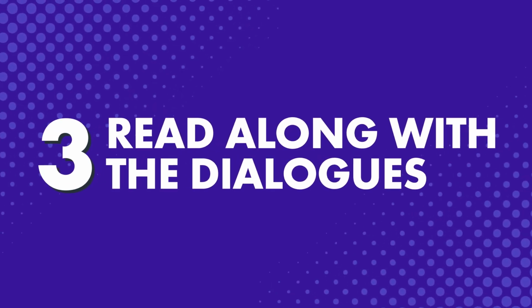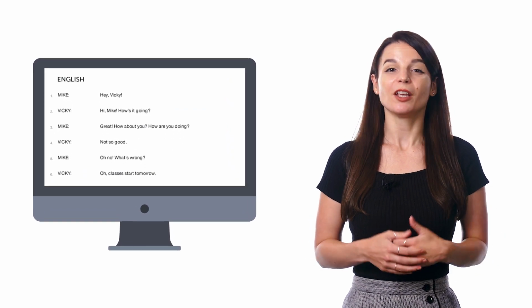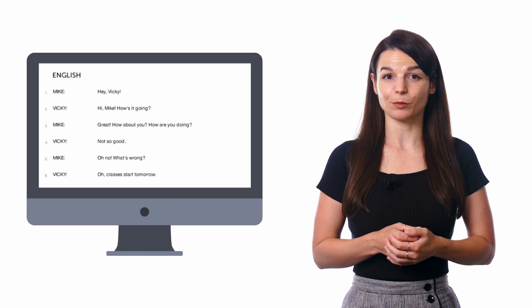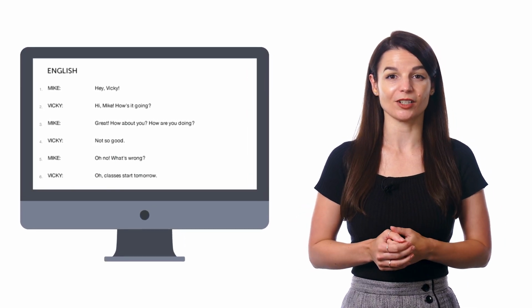3. Read along with the dialogues. If you want to learn from native speakers, you'll quickly notice that they speak a little too fast for beginners. You can't hear where one word ends and another word starts. But if you could listen and follow along with a transcript, you'd be able to hear and see the words, pick up every single word, and quickly get used to native conversations.